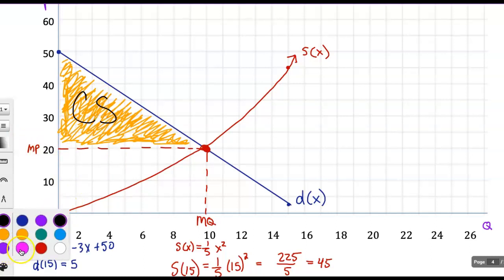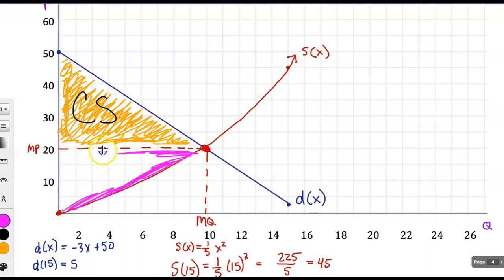surplus. Now, as a producer, I was willing to take any of these prices, okay, because this is the supply curve, all right? If they gave me $10, I'd be willing to produce 6 units. If they gave me $15, I'd be willing to produce 8 units. But guess what? That whole time, they were paying $20, right? So I'm going to shade this in, and this is my producer surplus.